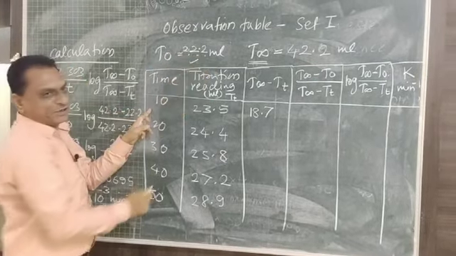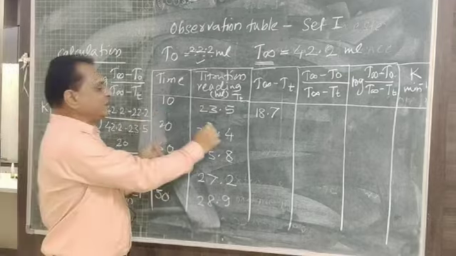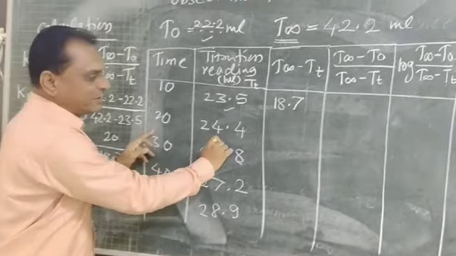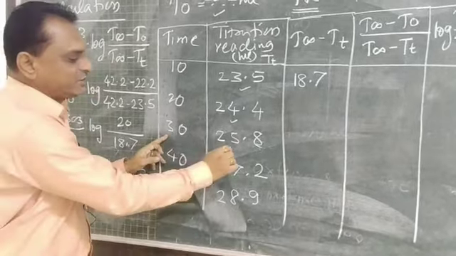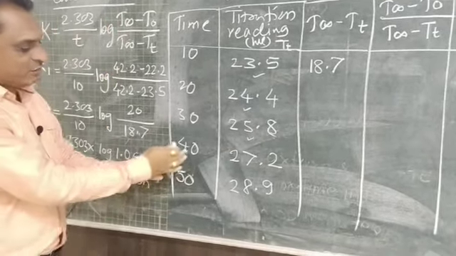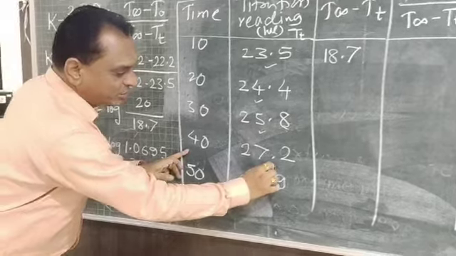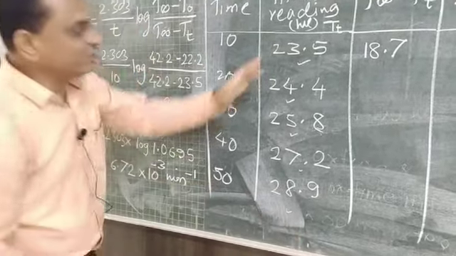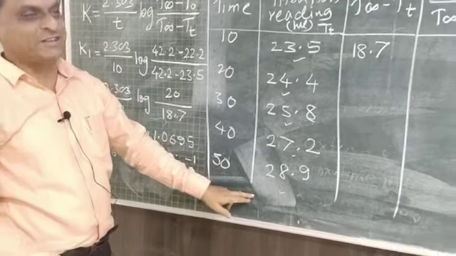That reading is 22.2. After 10 minutes the reading is 23.5. After 20 minutes 24.4, 30 minutes 25.8, 40 minutes 27.2 and 50 minutes 28.9. So in this way we have to represent our titration readings.